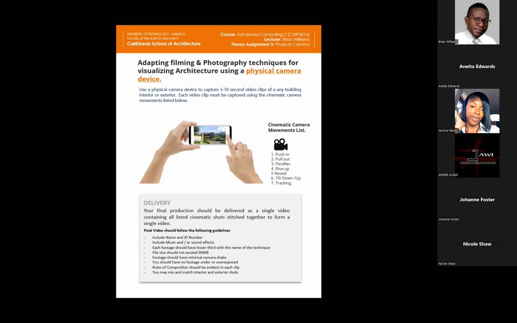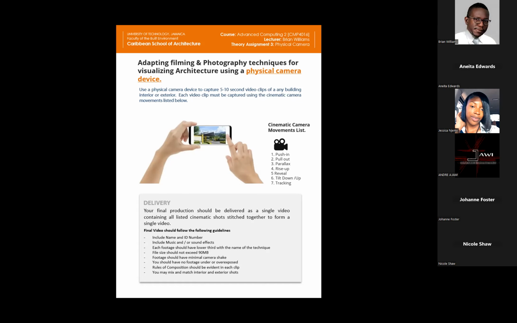Now, usually, there's a twist. We'll speak about this further on, because usually you get more points for the camera shots that you combine, right? So I'll be looking for you to combine at least two or four camera shots. So you're not simply just doing a tilt down, but maybe you're doing a tilt down and reveal, right?